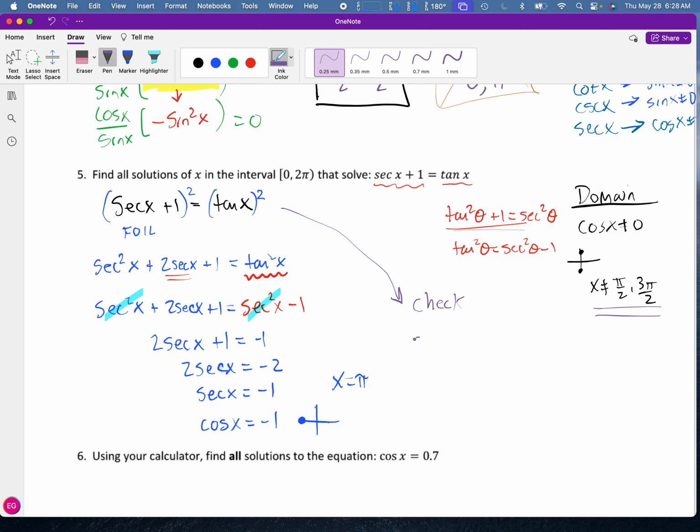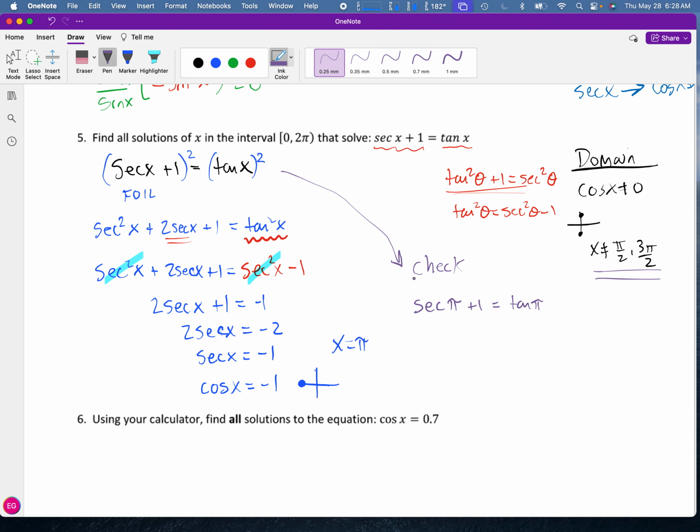So unfortunately, we have to do a true check here. So I'm going to do secant pi plus 1 equals tangent pi. And then I have to think about what's going on here. So secant of pi. Pi we know is way over here, and we know that it's at the point (-1, 0). Secant is really 1 over cosine, which means this is going to be 1 over the x value. And our x value is -1. So that's going to end up being -1 when we evaluate it. And then I have that +1 here, so the left side of the equation is going to equal 0.